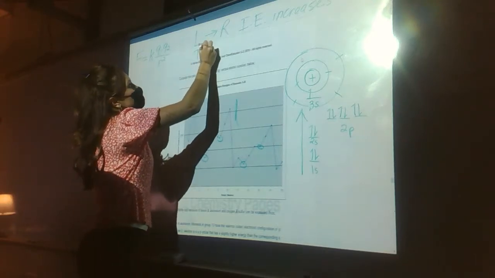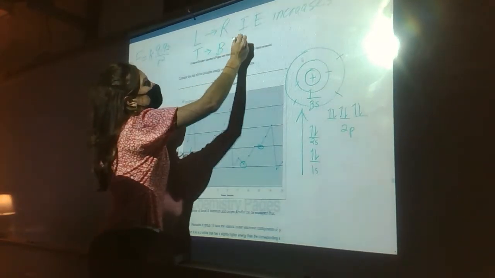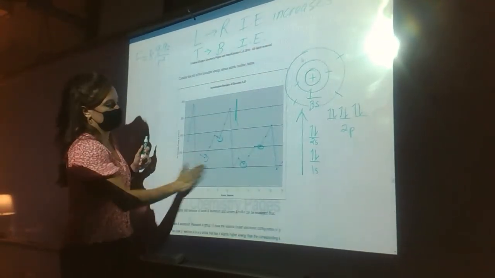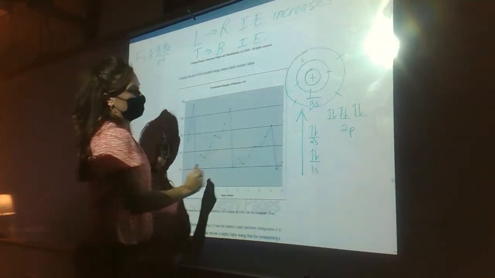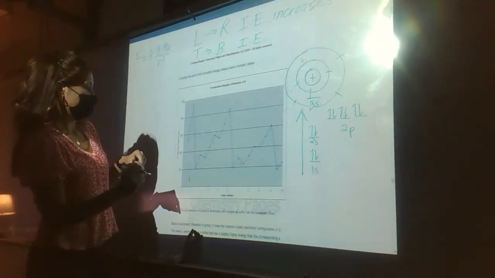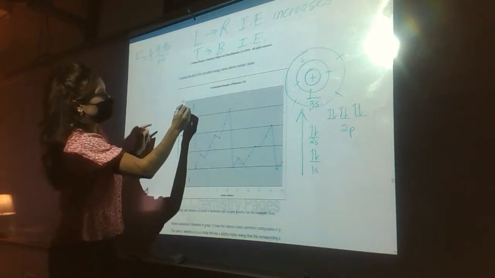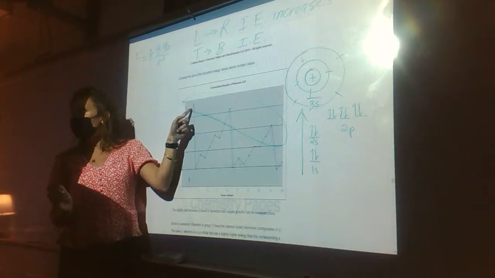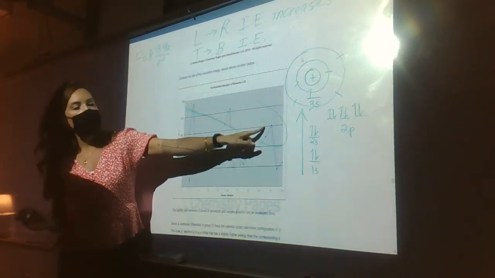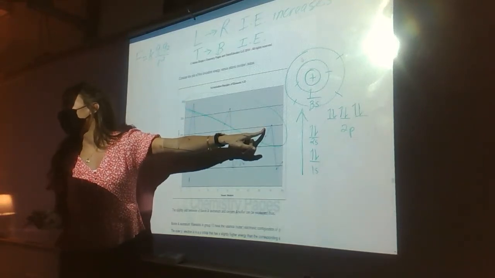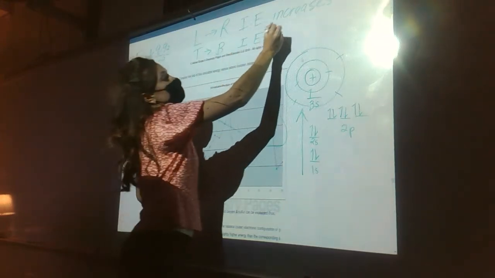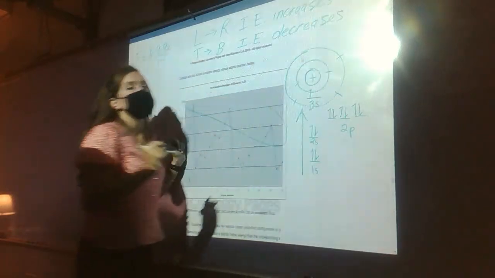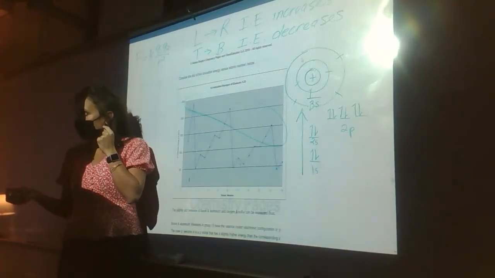As we go from top to bottom, ionization energy. So from top to bottom, helium, neon, argon, ionization energy decreases because I'm adding more energy levels.